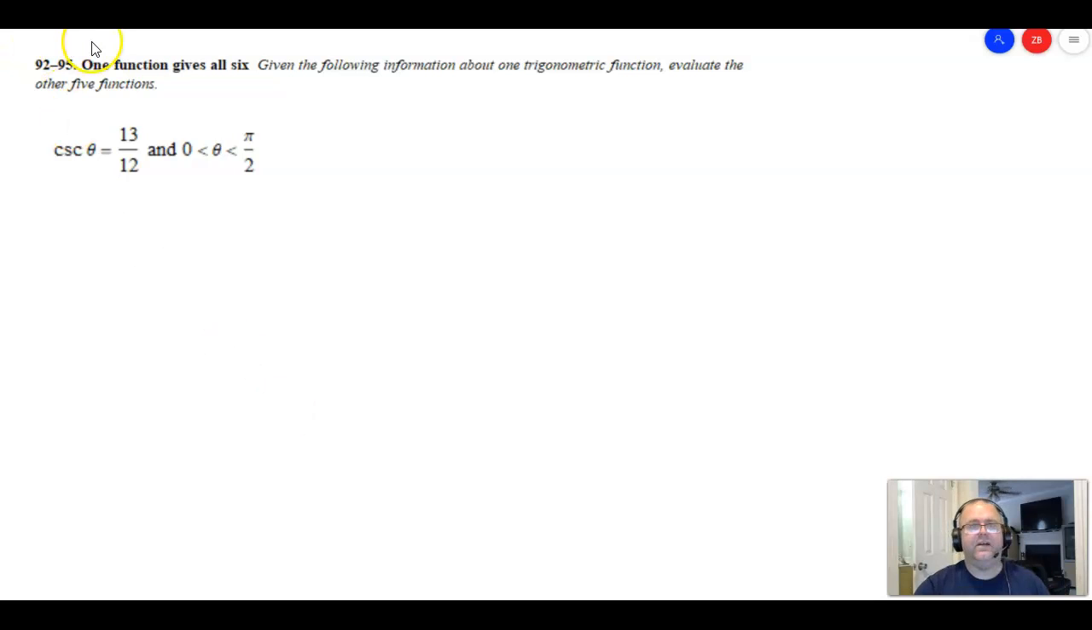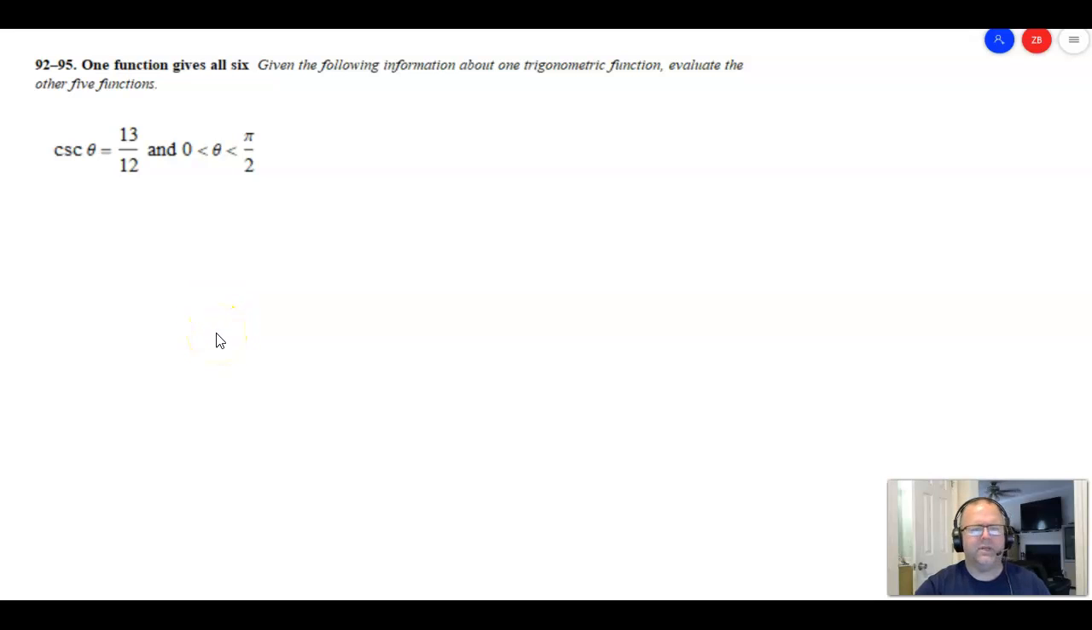This is 95, and says, given the following information about one trigonometric function, evaluate the other five functions. So they give us the cosecant of theta, which is equal to 13 over 12, and they want us to find the sine, cosine, tangent, secant, and cotangent. There's numerous ways to do this.